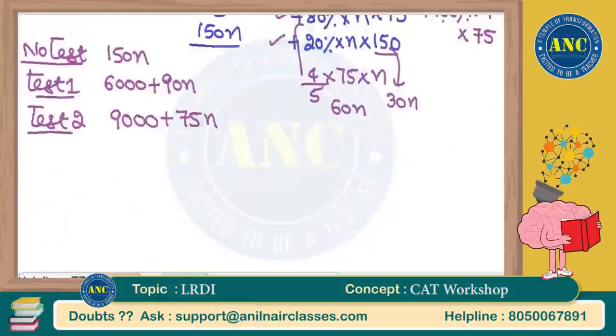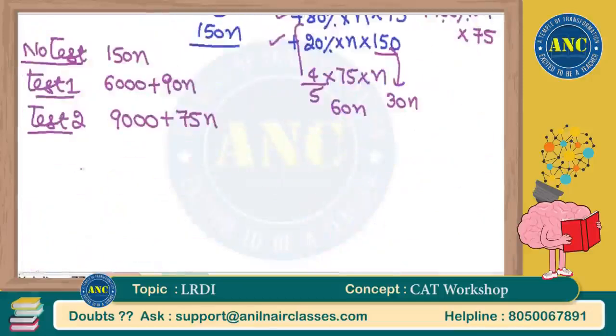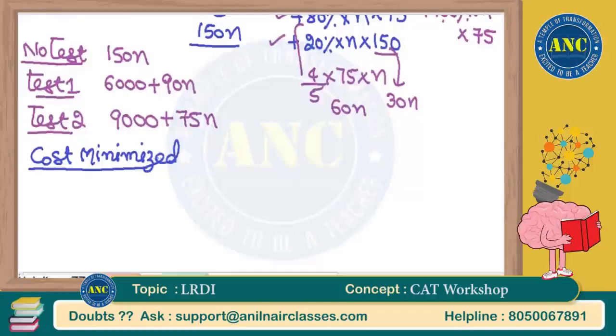Now listen carefully, sir. Let me go back to the question. What is the question? Minimizing cost is the only purpose. Cost should be minimized. The value which gives the lowest value, that either no test or test 1 or test 2 is taken.